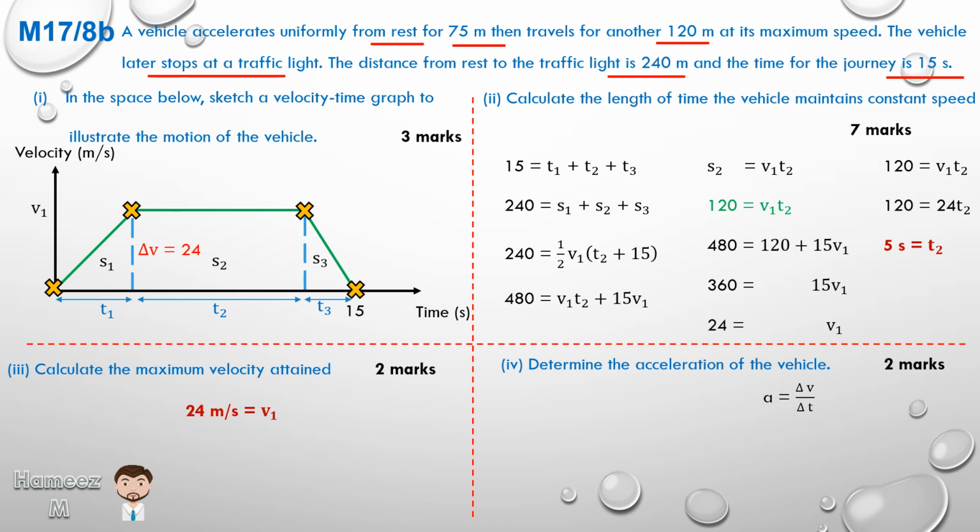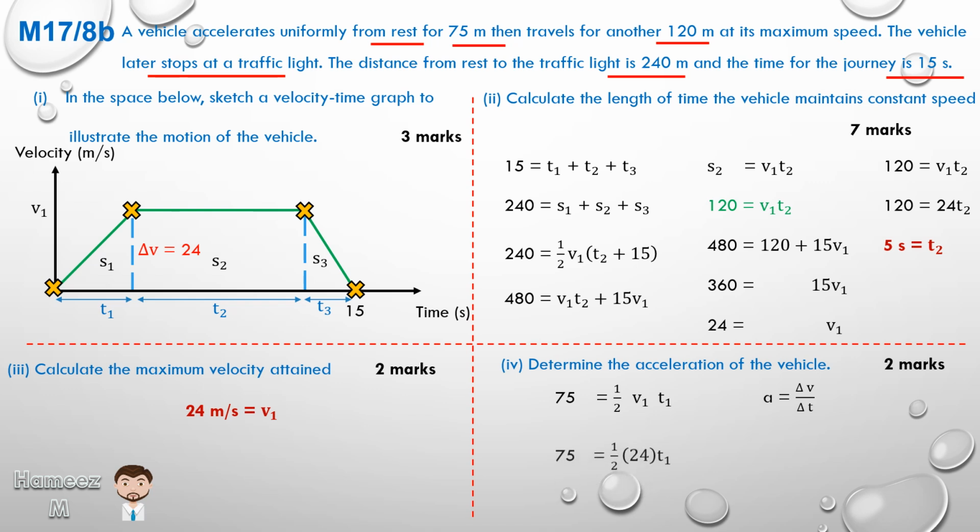So we need to go work that out first. So we know s1, the distance traveled in that first triangle, that first part of the motion. s1, which is the area of our triangle, is 75, would be equal to a half length times breadth. So a half v1 t1. And we know v1 is 24.